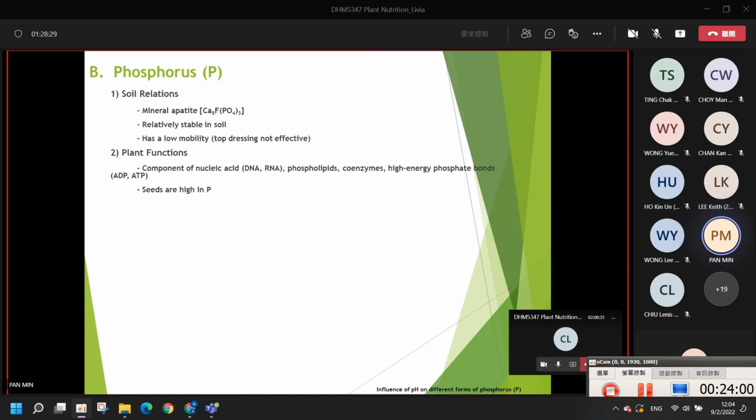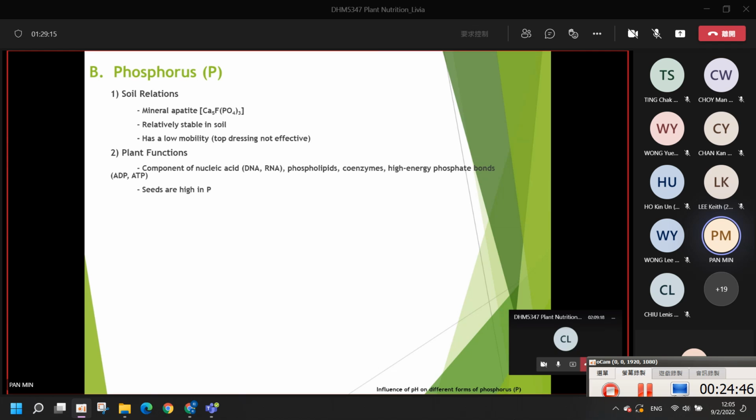Okay, the next one is we talk about the phosphorus, and its relationship with the soil. It comes from the mineral apatite. We say it mainly comes from the phosphorus rocks, and is relatively stable in the soil, and has a low mobility in the soil, because as we say, it easily has fixation in the soil.